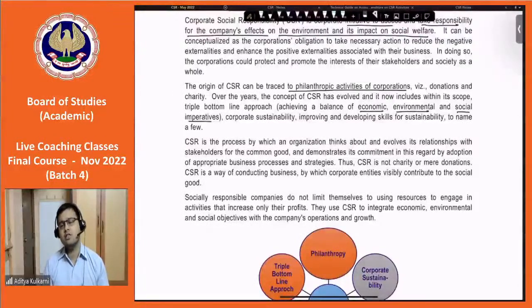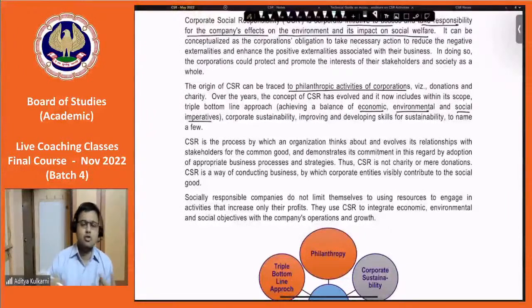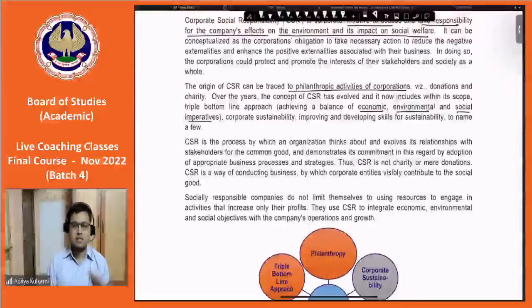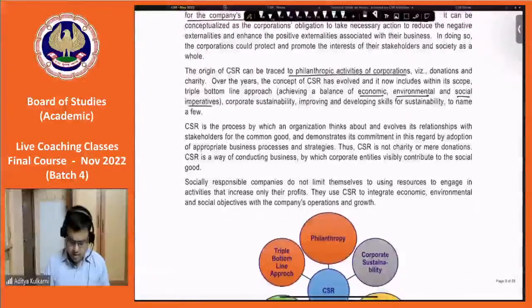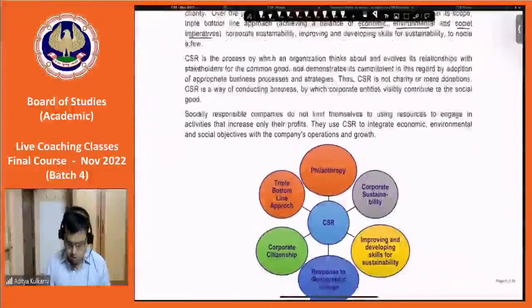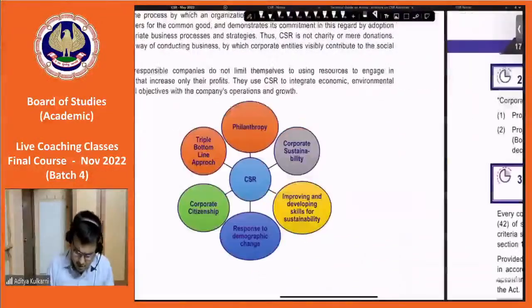Now it is not just donations and charity. Companies are expected to play a more active role in CSR. Earlier, companies used to donate and say, we have done our CSR. But now that is not the expectation. Now you are expected to take a more active role. So this is just the basic introduction part of CSR.